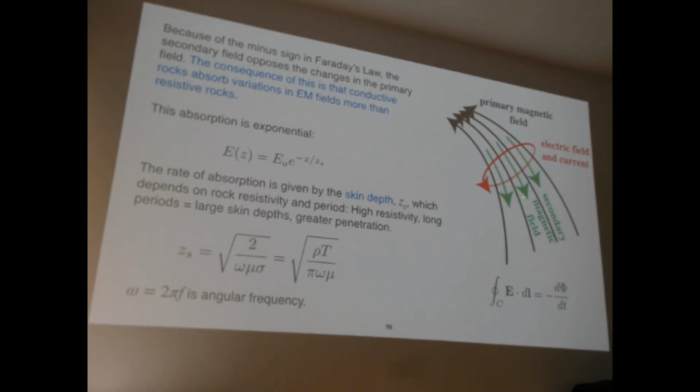That's sometimes called Lenz's law. So this means that as I wave a magnetic field across a conductor, it's going to get attenuated, and over distance in a uniform conductor, that attenuation is another exponential, where the length scale of that exponential is called the skin depth. And it's given by the square root of 2 over the angular frequency times the permeability times conductivity. Or in other units, it's the resistivity times the period divided by pi times mu.